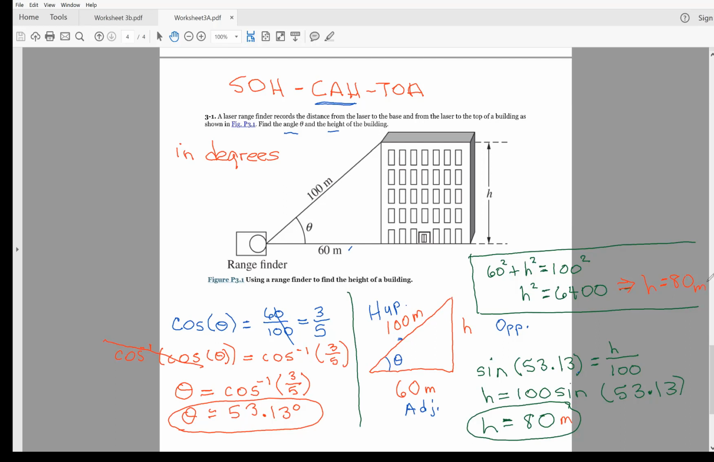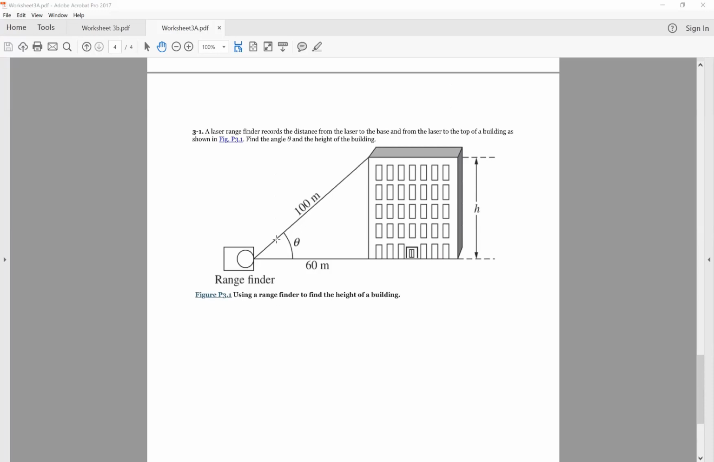That's how you solve for theta when you have a value. So that's the end of worksheet 3A and the end of this video. Thank you.